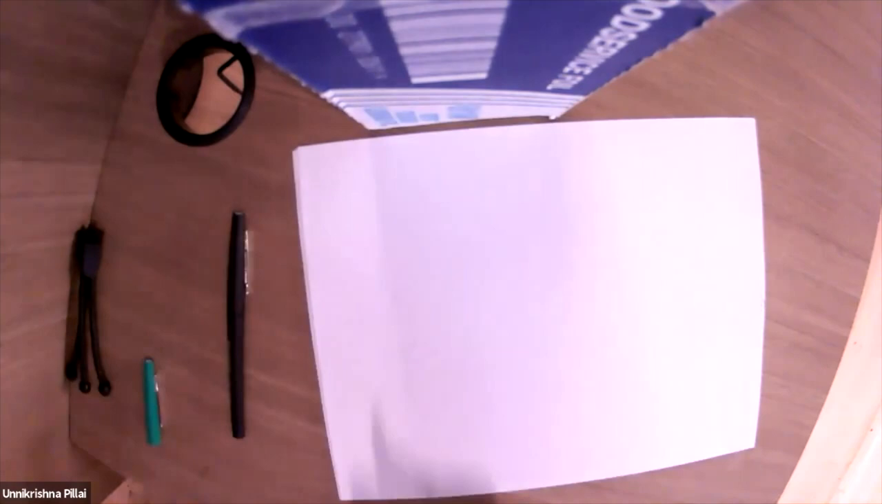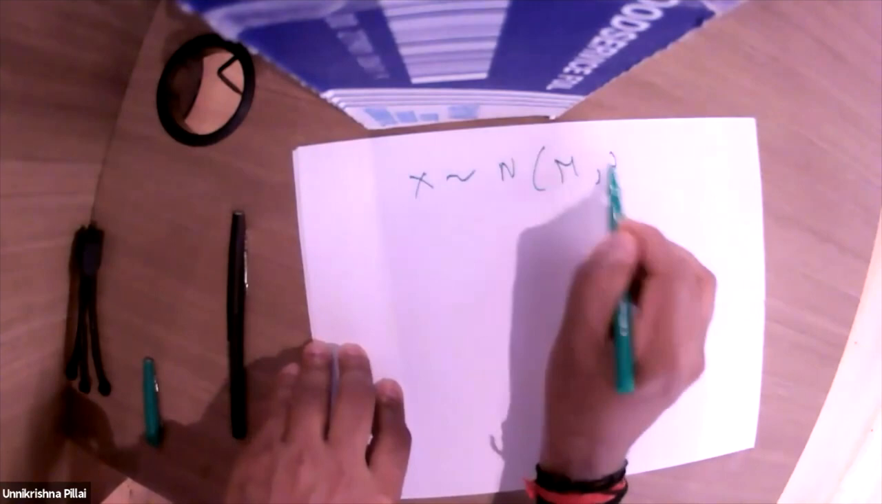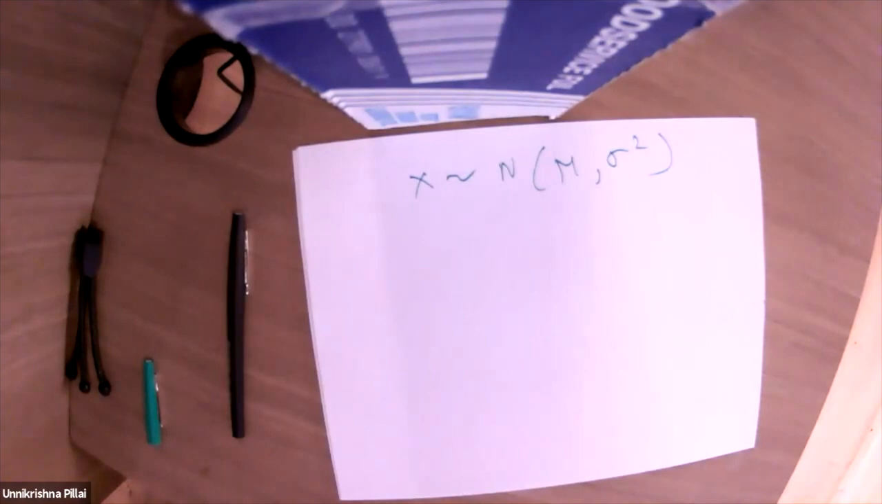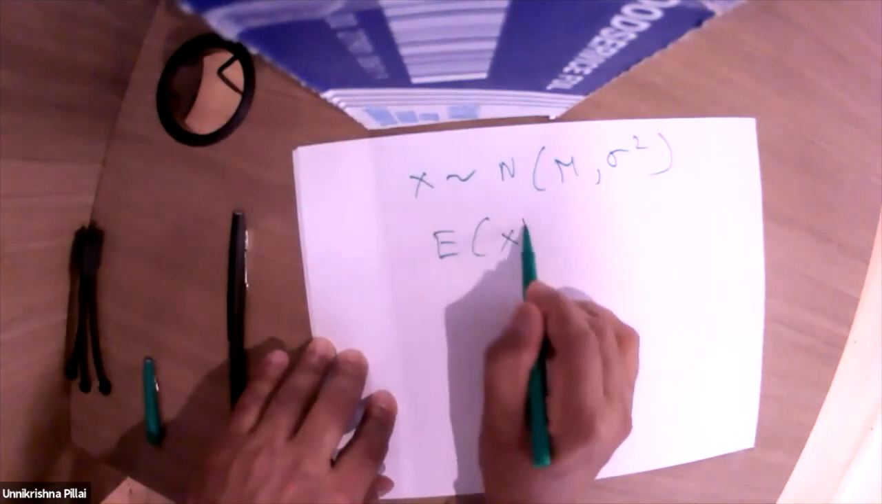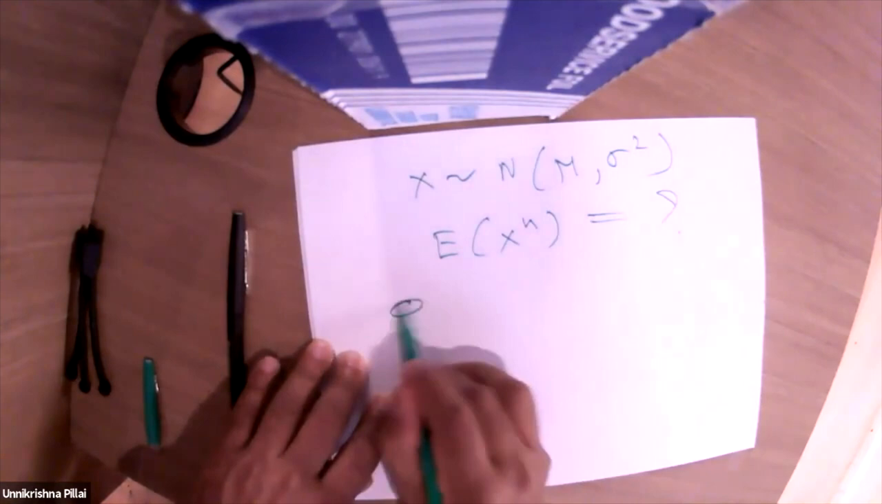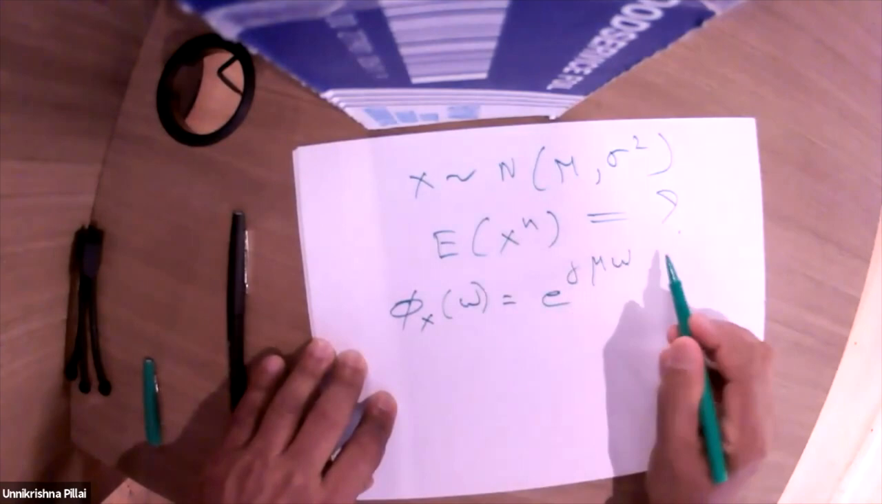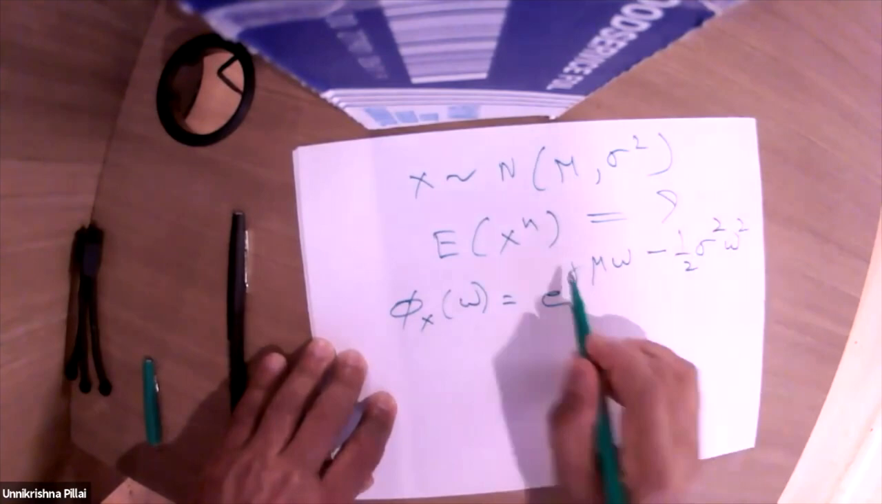So again, let me go back to Gaussian. I'll develop an iterative formula for the characteristic function, for the moments. So the question is, what is X to the power n, etc. So we have the characteristic function. I'll start from here. Let me see whether I can derive this. Okay. So this is the characteristic function.